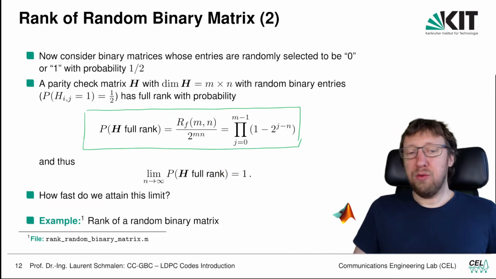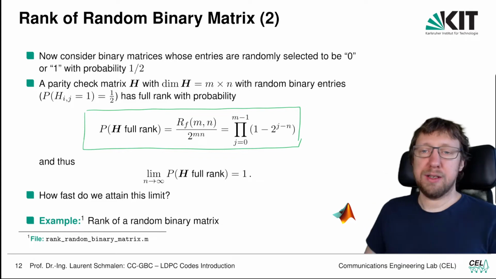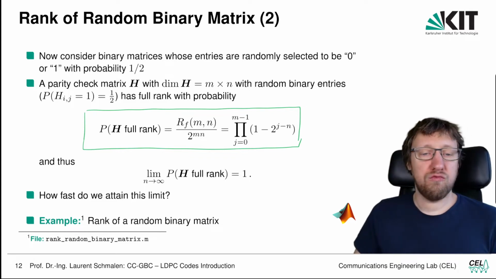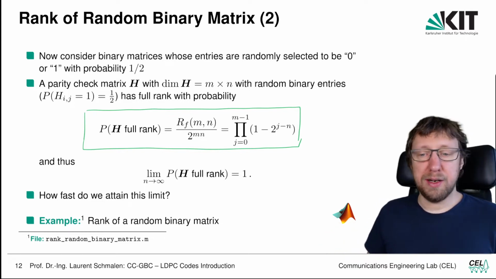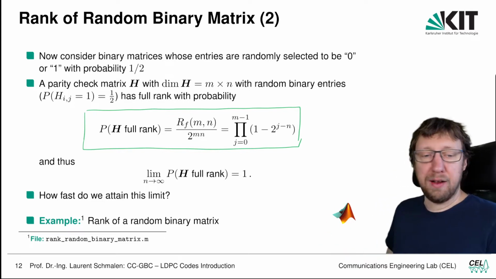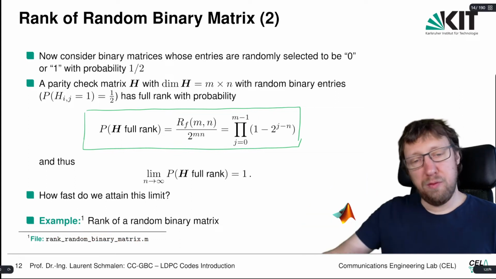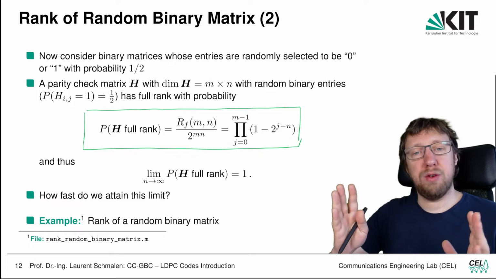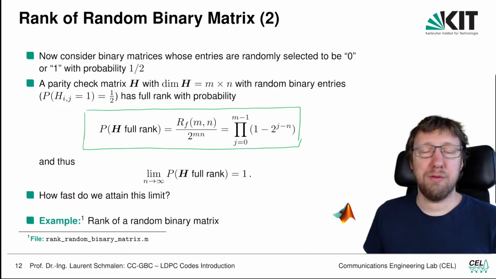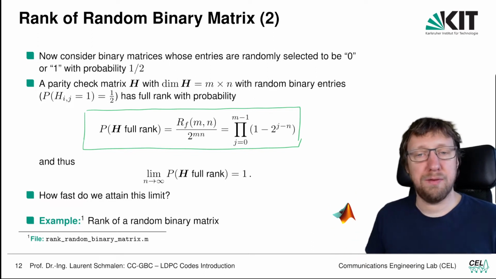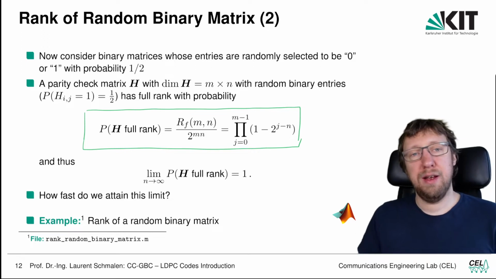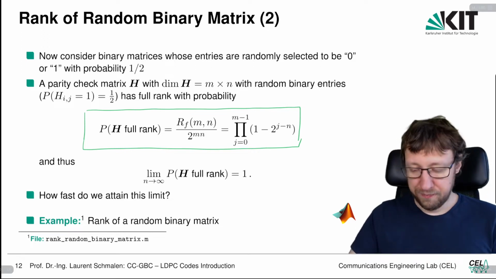So how fast do we attain this limit? Well, for this, we plot the probabilities. If you want to play around with this a little bit, we have a MATLAB file, rank of random binary matrix. I just have a random number generator, construct a matrix, and calculate the rank. So you can play around with this. It's just a few lines of MATLAB code, and then you get the rank of the matrix.